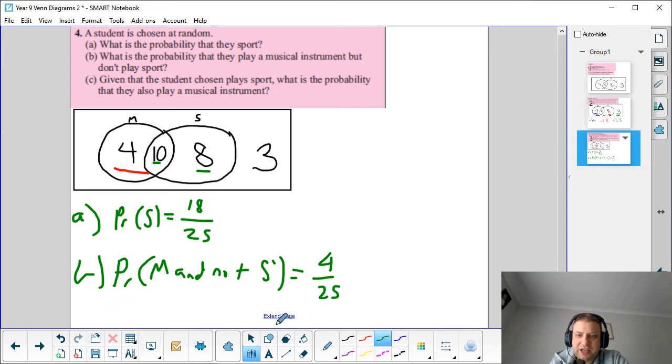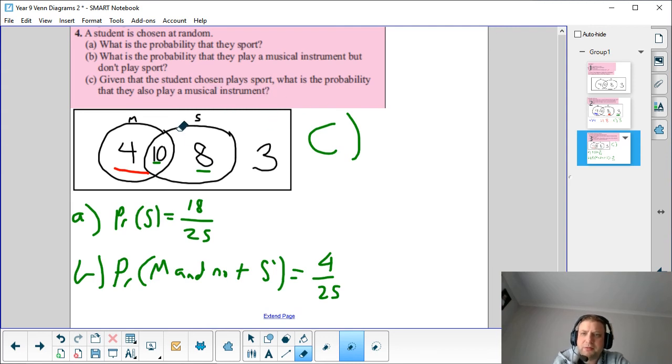So the last one's a bit more challenging. It's got a bit of different language in it. It's got the word given, all right? So you have to look out for this word. It makes things a bit trickier. Given that the student chosen plays sport, what is the probability that they also play a musical instrument? So this word's really key to understanding the question, the word given. Given means that we've kind of peeked at our results and we already know something happened, so we're actually going to narrow down our possibilities.